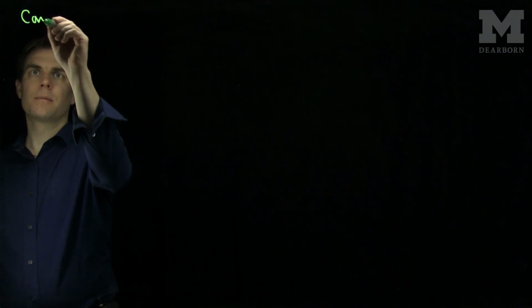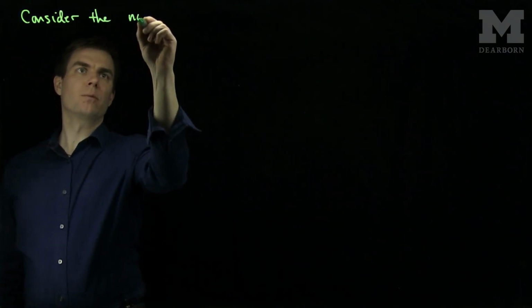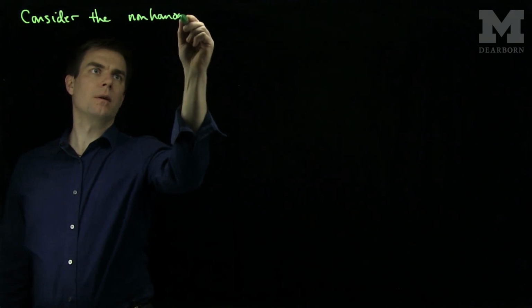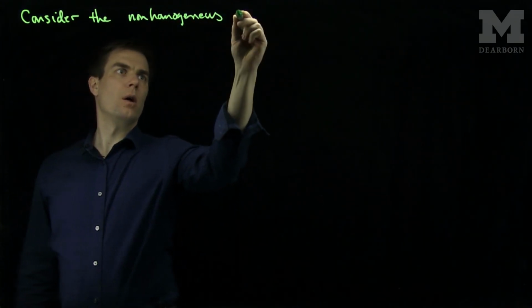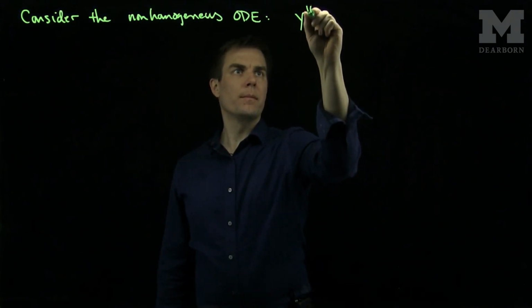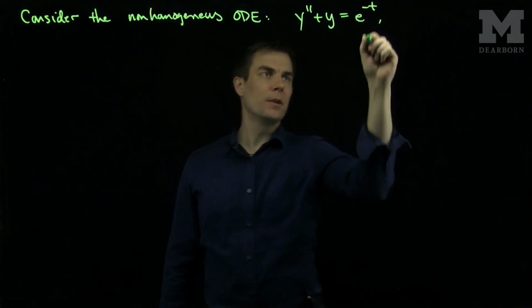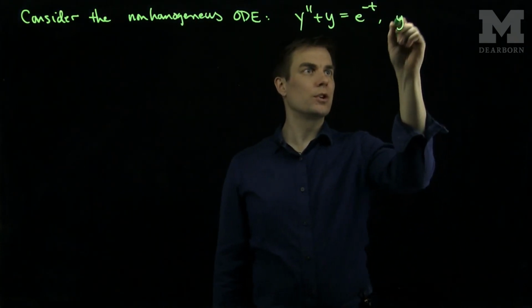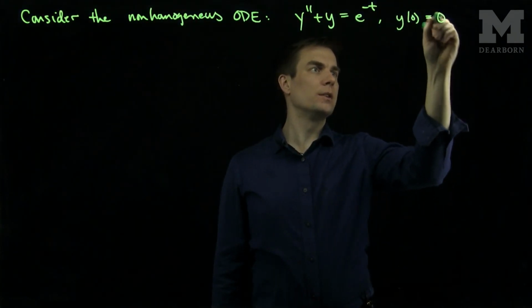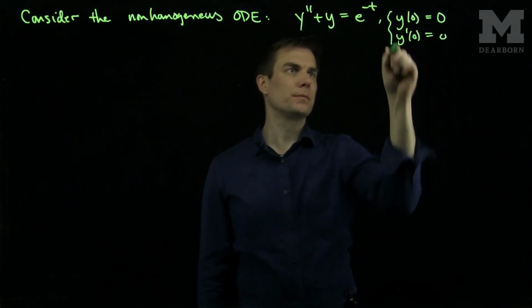Let's consider the non-homogeneous ODE y double prime plus y is e to the negative t, subject to the following two initial conditions. y of 0 is equal to 0, and y prime of 0 is equal to 0.